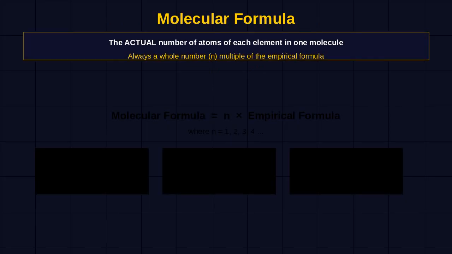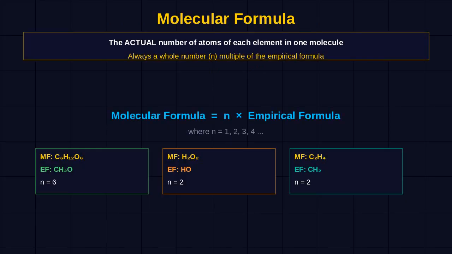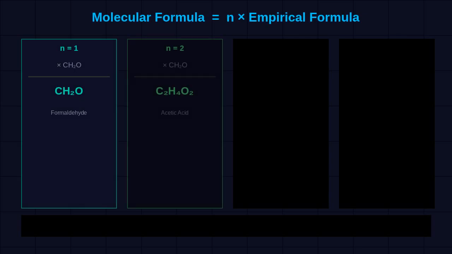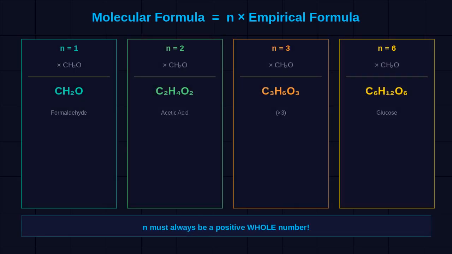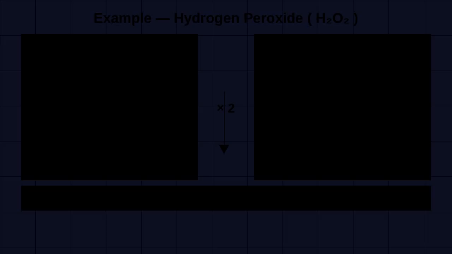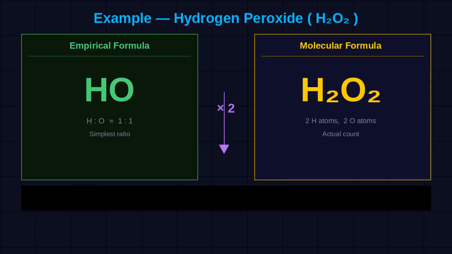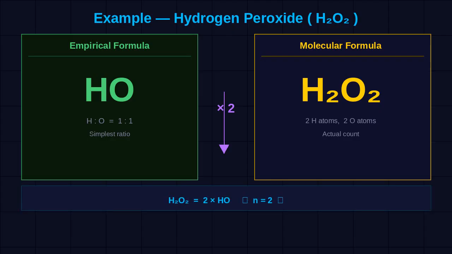The molecular formula shows the actual number of atoms in one molecule. It is always a whole number multiple of the empirical formula. For example, the empirical formula of hydrogen peroxide is HO, but its molecular formula is H2O2.